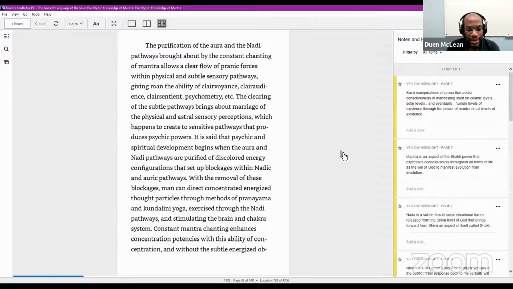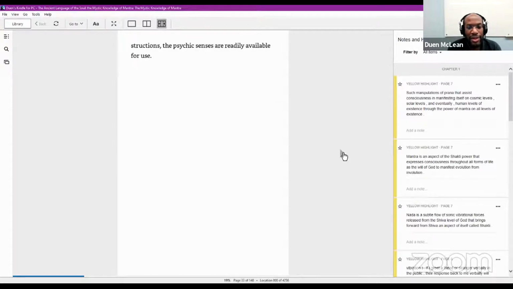Constant mantra chanting enhances concentration potencies, with this ability of concentration. And without the subtle, energized obstructions, the psychic senses are readily available for use.